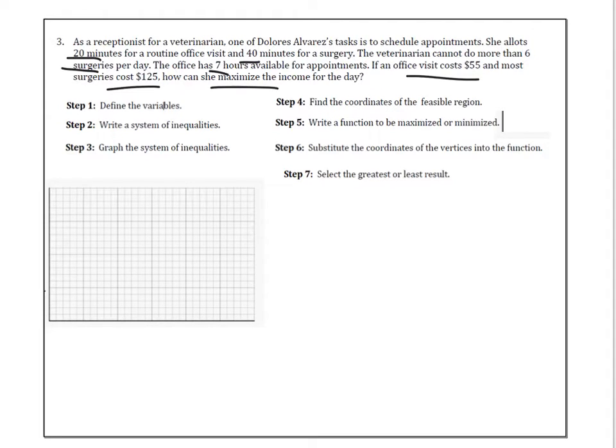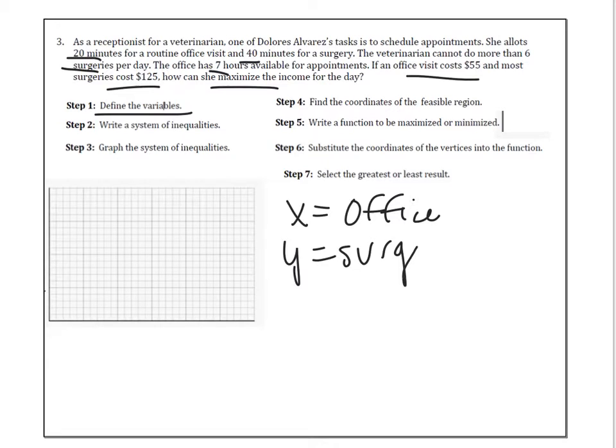So here's kind of what we're talking about. We're talking about two things, office visits and surgery. So define the variables. So let's let X be the office visits, and Y is going to be surgery.